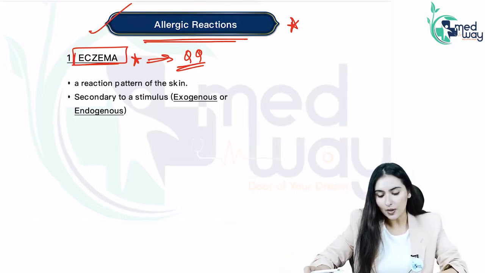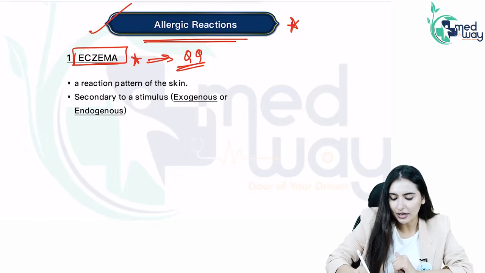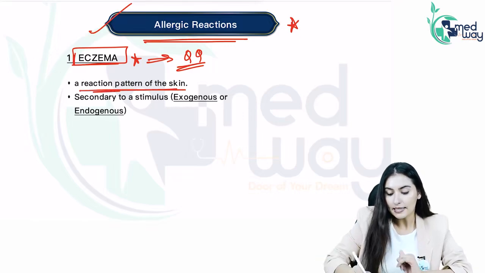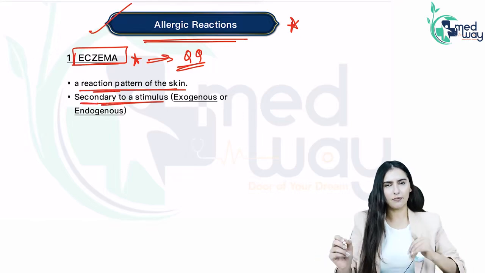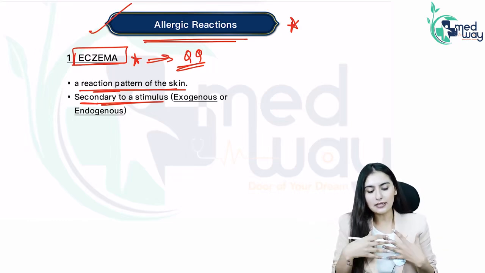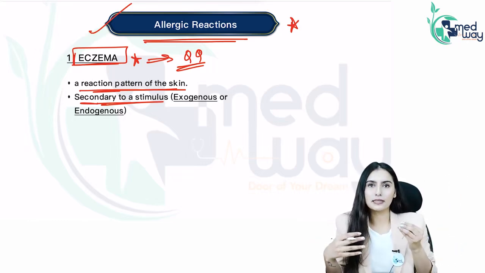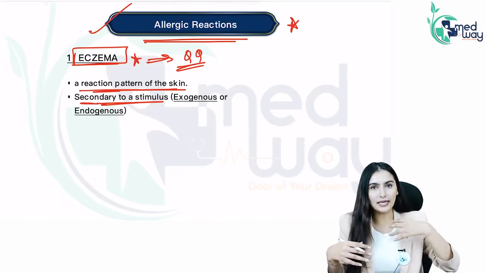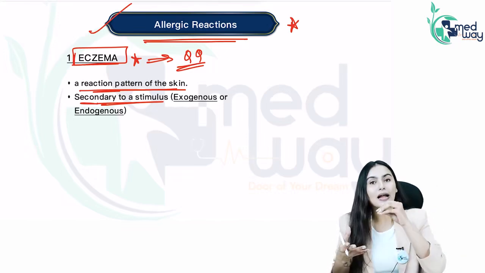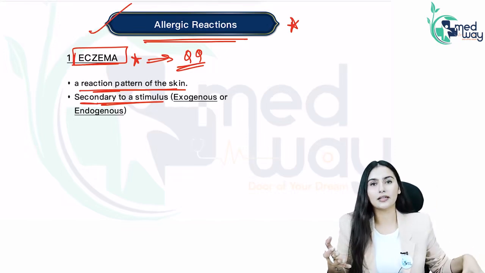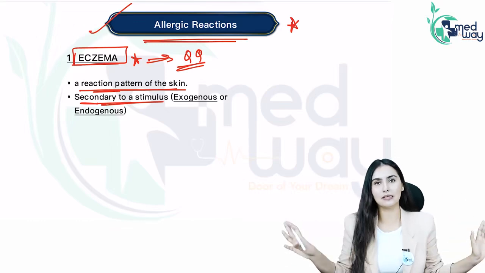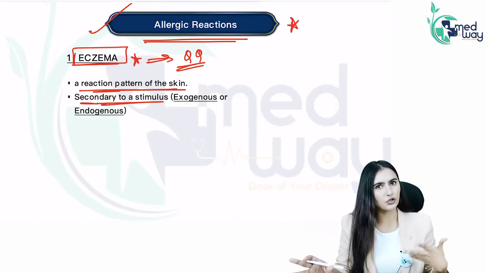Okay? So eczema, now see, eczema is a reaction pattern of the skin. Okay? Secondary to whatever stimulus is there. So क्या हुआ मतलब इसका that there was some stimulus. It can be a stimulus from outside. It can be a stimulus from inside. To that stimulus, your skin has reacted. That's it. That is eczema. Okay? Some stimulus, your skin showed a reaction.